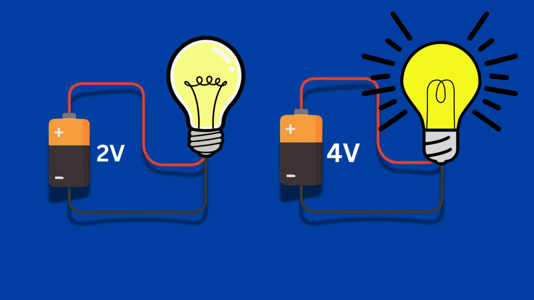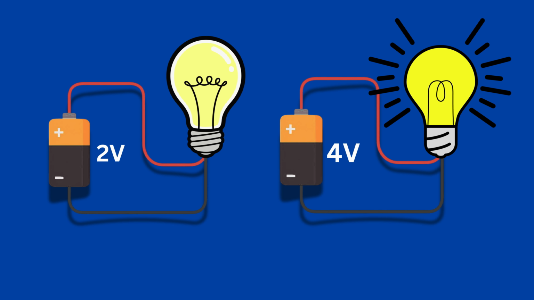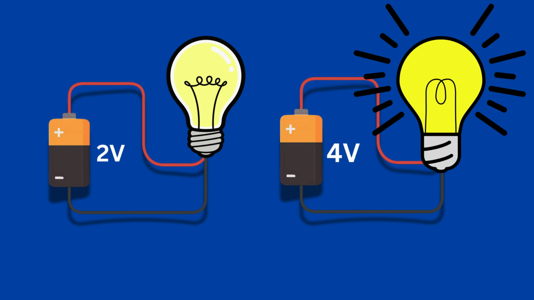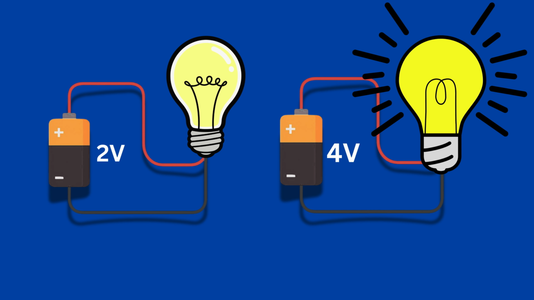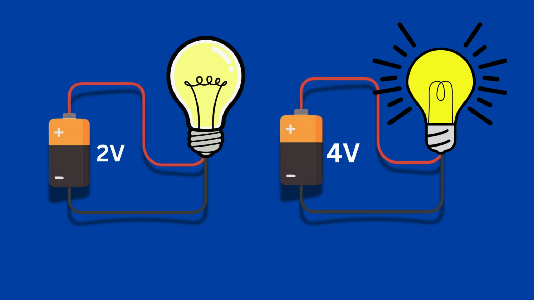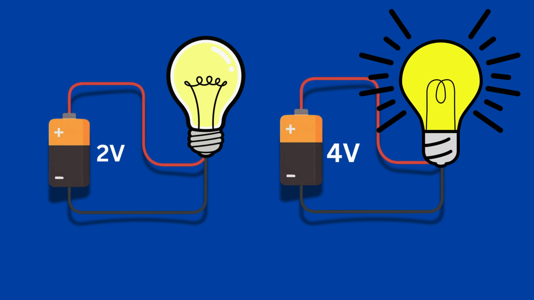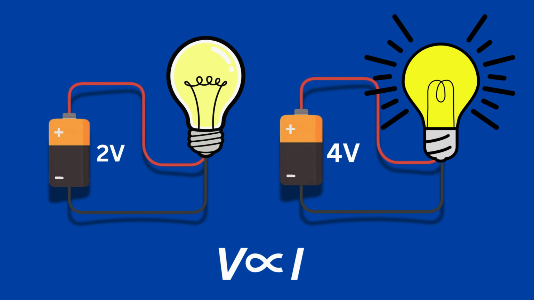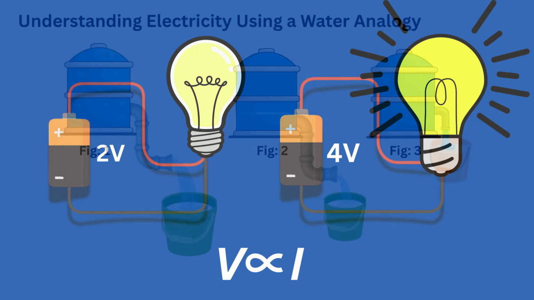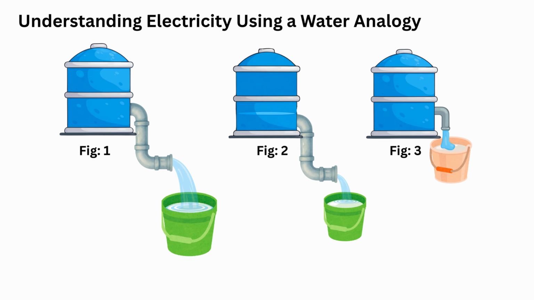So from this, he understood something powerful. More voltage gives more current. So if we increase the voltage, current also increases. So current is directly proportional to voltage. And this simple idea is called Ohm's law. Now let's understand everything in detail.